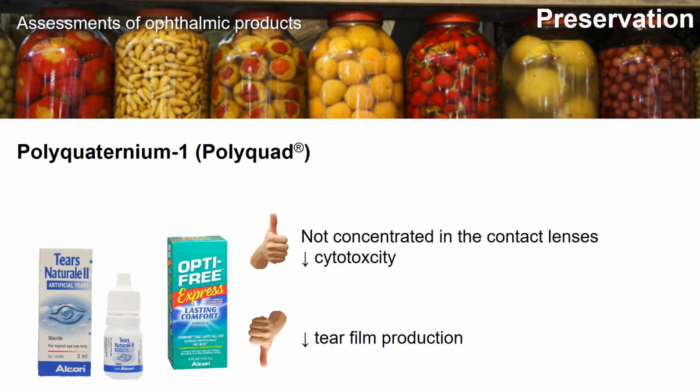Polyquaternium-1, or polyquad, is a newer type of detergent preservative that is derived from benzalkonium chloride, where it does not become concentrated in contact lenses. Polyquad was formulated in the mid-1980s by Alcon as a preservative for contact lens storage solutions. It was developed because other preservatives were known to become concentrated in contact lenses that had been stored in conventional lens solutions.